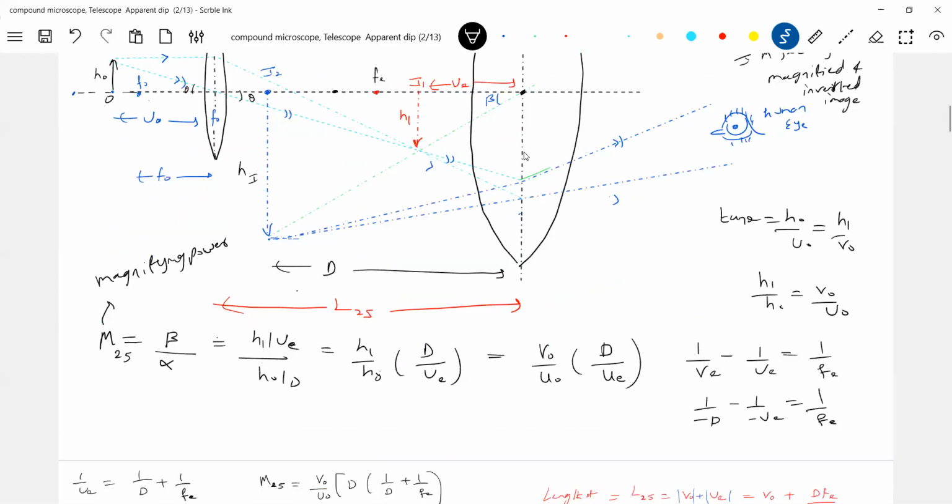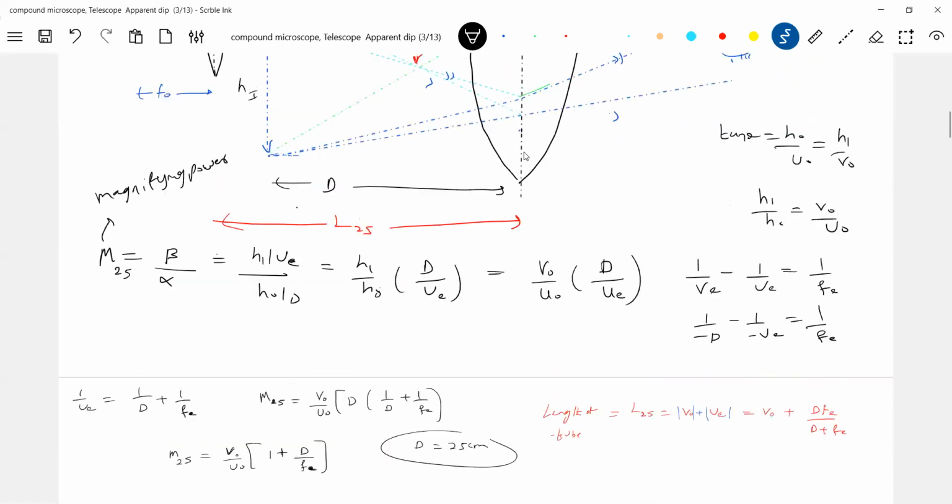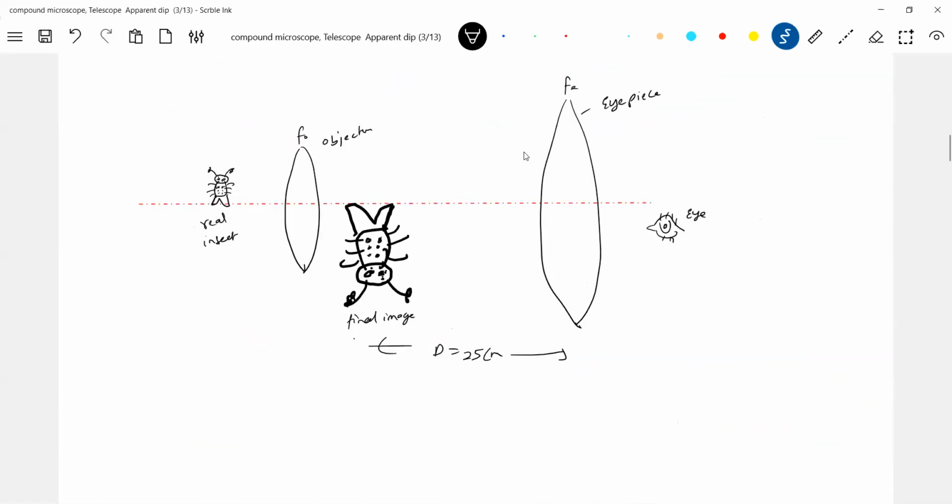Now if the final image is formed at infinity, because look at the eye, you ask the eye, are you viewing it comfortably? It will say okay. If the rays enter parallelly into the eye, then the eye will feel very comfortable. Try to view far away objects from your home through the window. You can view them for a longer time.